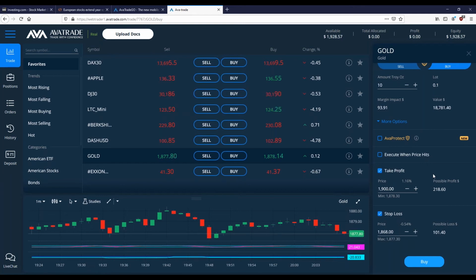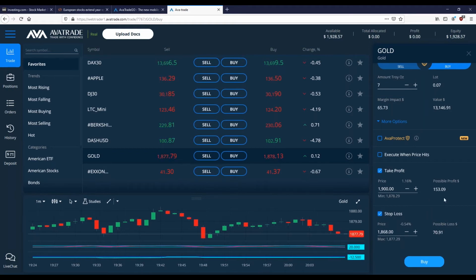Maybe I like that. Maybe I say I want to take that trade, or maybe I want to adjust it. Maybe I don't like 5% risk, so I lower to, I don't know, 8 ounces, and now I'm below that risk, only risking 81 or 70. As I change the trade size, my potential profit and risk changes.